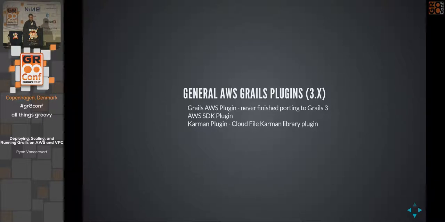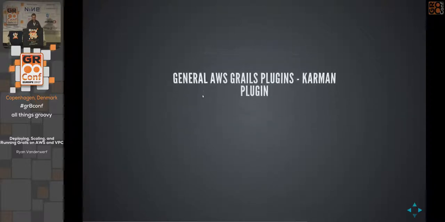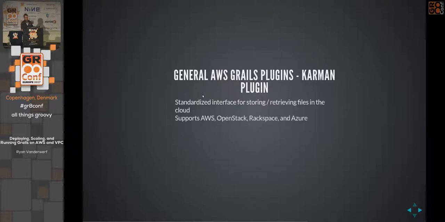We also have another plugin that Dave Estes does, the guy that does the asset pipeline, called the Karman plugin. And so this is kind of a cloud file abstraction library. So what you can do is build in your code something that would access something like a bucket, but you're not hard coding it to use Amazon's S3 or Google Cloud's type of thing. It kind of abstracts that. I'll show you that here.